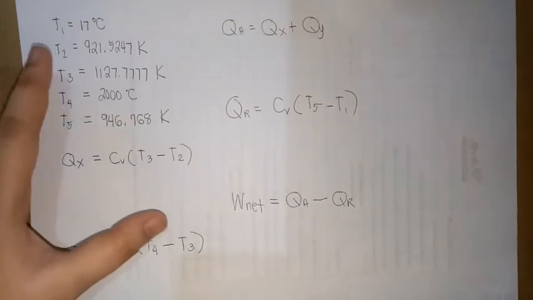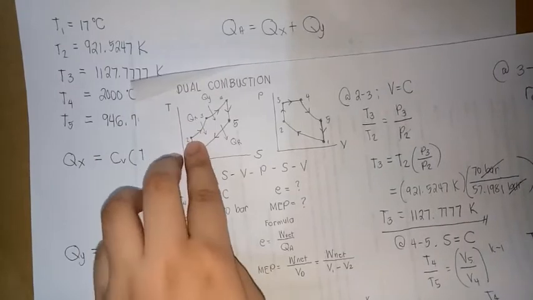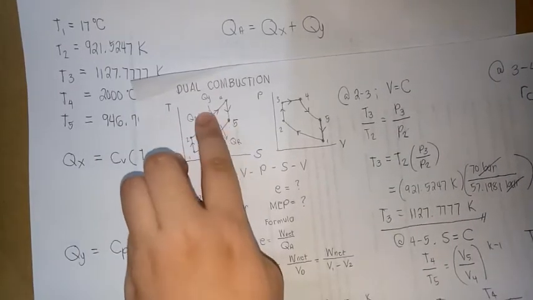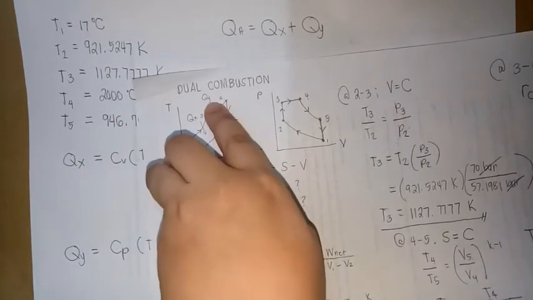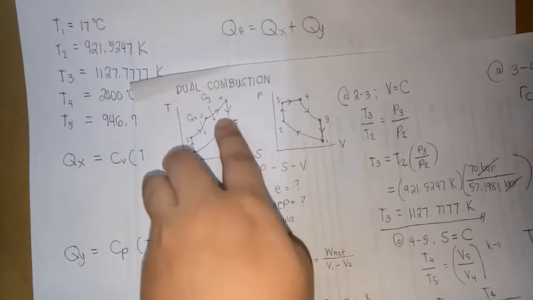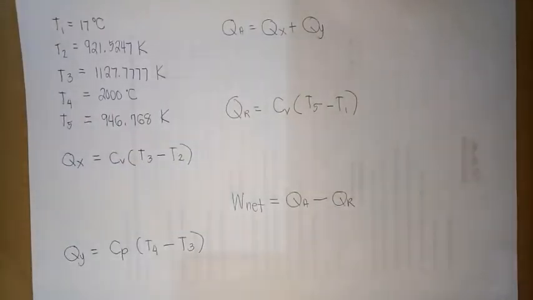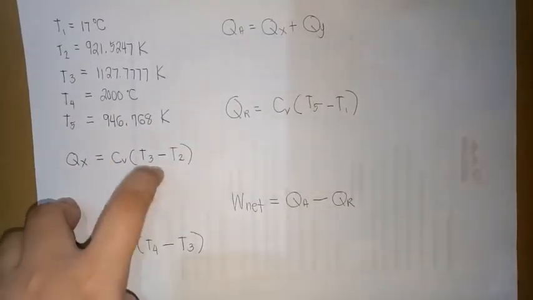Okay, so na-transfer ko na ngayon yung mga value ng temperature natin, T1 to T5. We can solve for QX. QX is yung heat added during isometric process. QY is the heat added during isobaric process. Then, QR natin is nasa process 5 to 1. Okay. So, solving for QX, QX is MCV T3 minus T2.